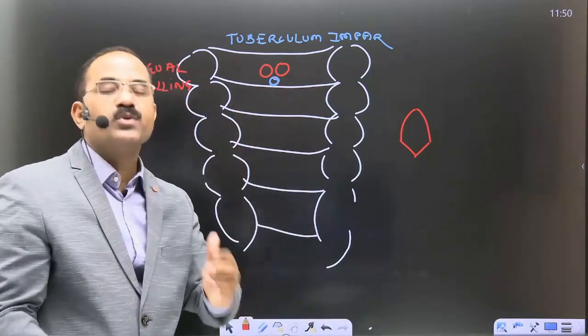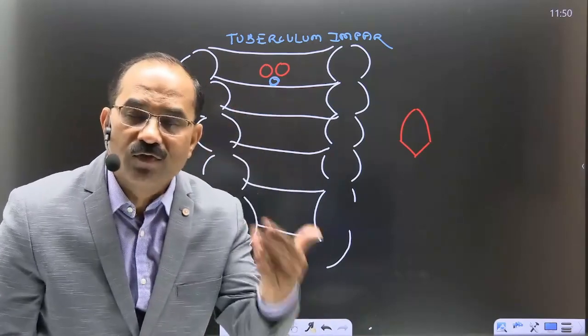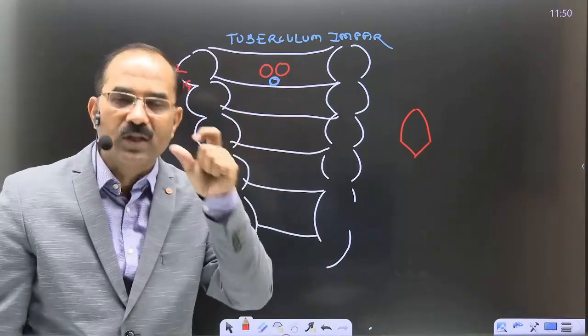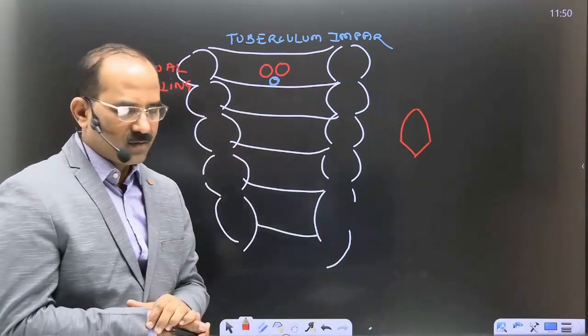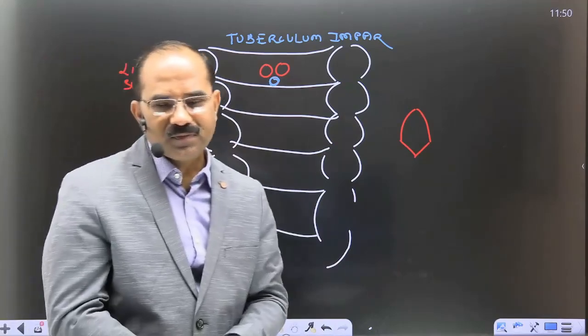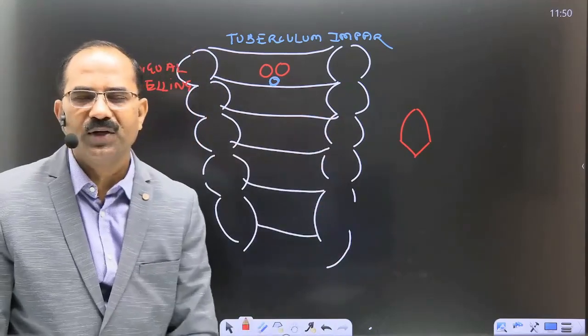So the anterior two-thirds of the tongue is supplied by the nerve of the first pharyngeal arch. That's the mandibular nerve. It's a branch of the mandibular nerve, that's the lingual nerve. I hope this is clear. So that's the anterior two-thirds.